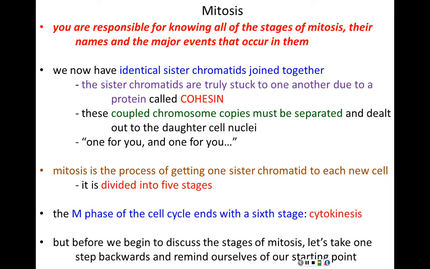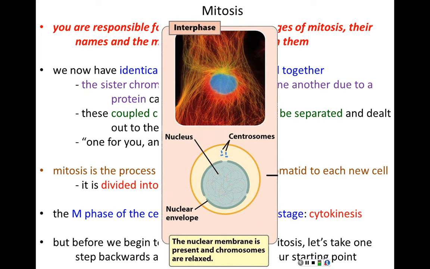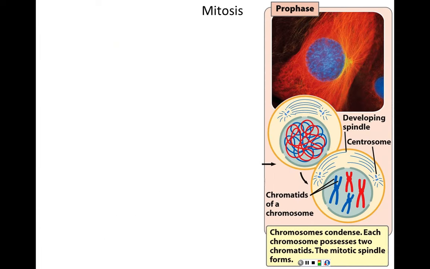Before we begin to discuss the stages of mitosis, I want to take just one quick step backwards and remind ourselves where we are. We're at interphase. Interphase is done. The DNA has been replicated. The nuclear envelope is still intact. The cells still have a nucleus. And the DNA has just started compacting into its very compact mitotic chromosome state.